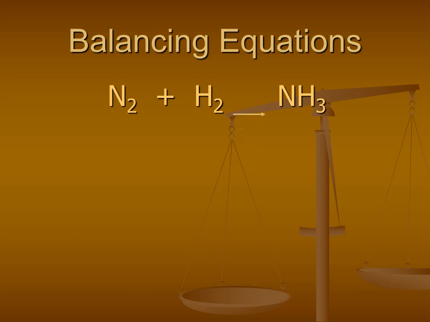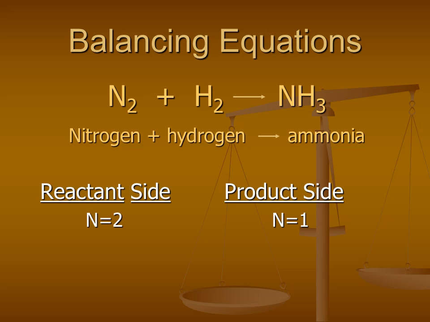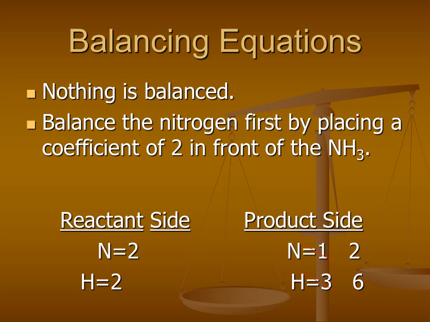All right, let's try another one. So we have nitrogen and hydrogen, which yields ammonia. So N2 plus H2 yields NH3. So you're going to start off by counting. So on the left side we have 2 N's, on the right side we have 1, because notice that little 3 next to the H goes to the H, it doesn't go to the N. And we have 2 H's on the left and 3 H's on the right. So nothing is balanced. Our N's aren't balanced and neither are the H's.